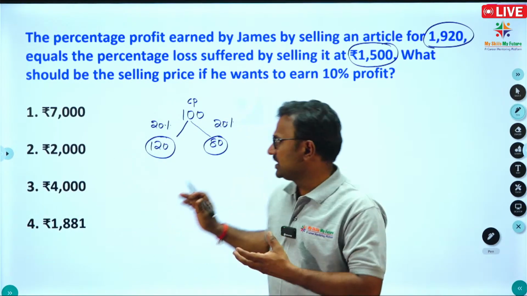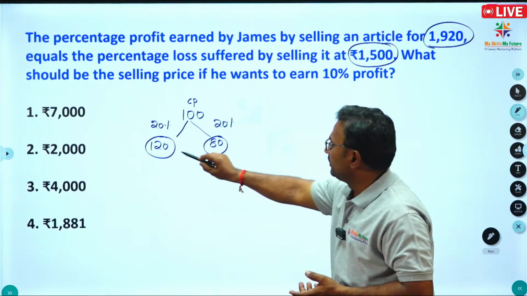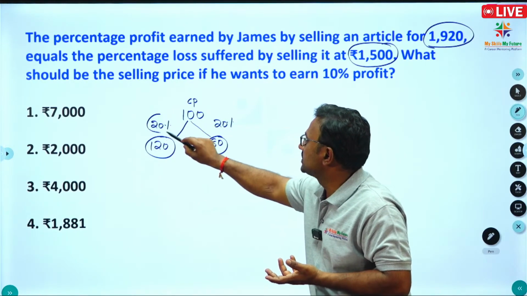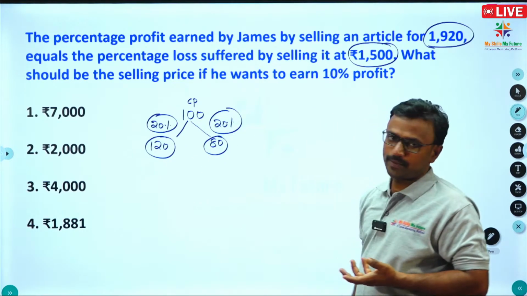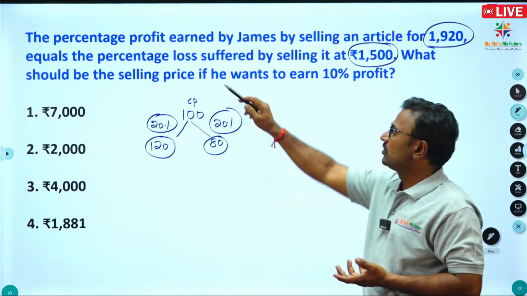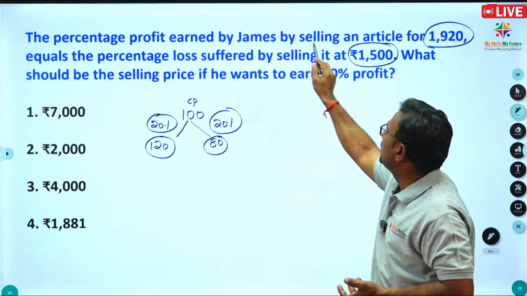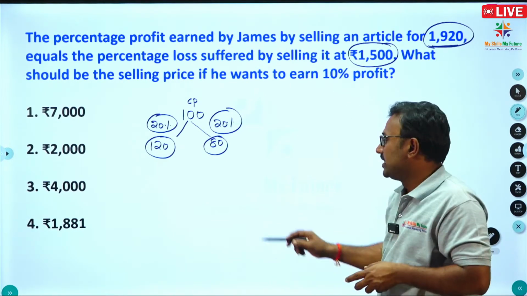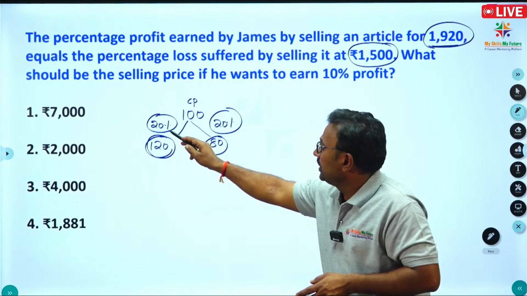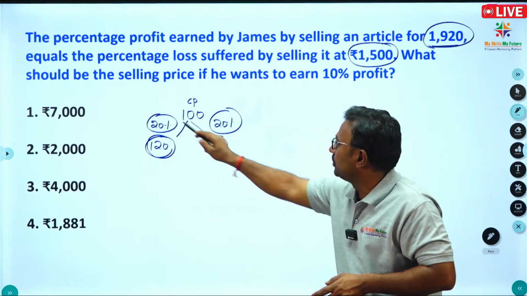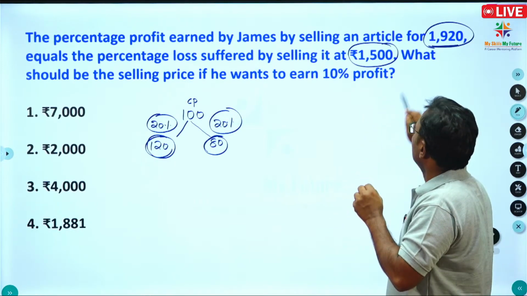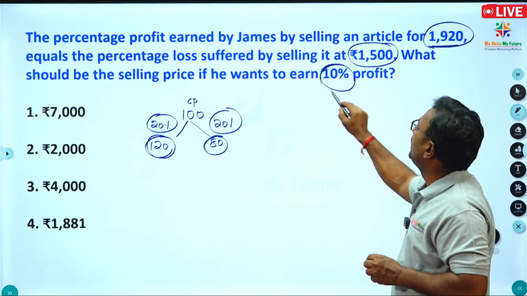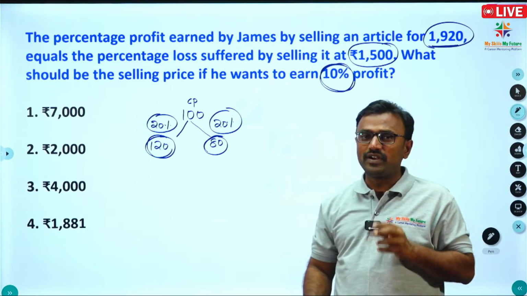So see here, it looks the same. At one selling price of an article I get some profit, and at another the same loss percentage. Here 20% profit, same 20% loss. So the selling price is different. Now the question: the percentage profit earned by James by selling an article for 1920 is equal to the percentage loss when sold for 1500. What should be the selling price if you want to earn 10% profit?